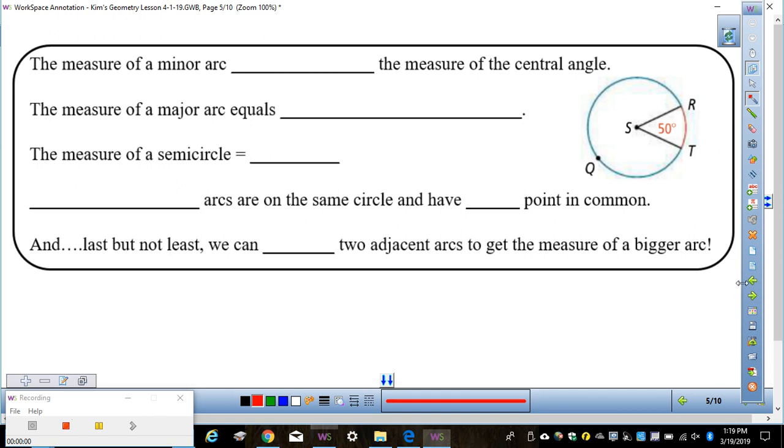All right, a couple more definitions here. The measure of a minor arc equals the measure of the central angle. So in this example, because this central angle is 50 degrees, I could say that arc RT equals 50 degrees. To find the measure of a major arc, we take 360 degrees and subtract the measure of the minor arc.